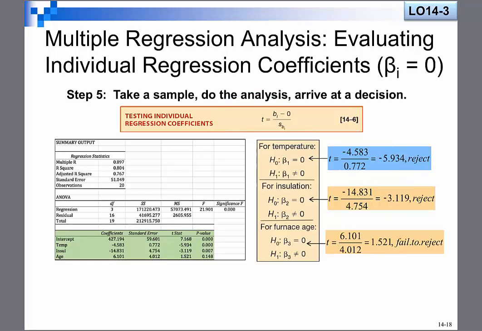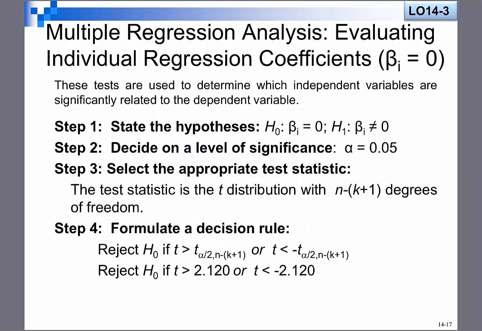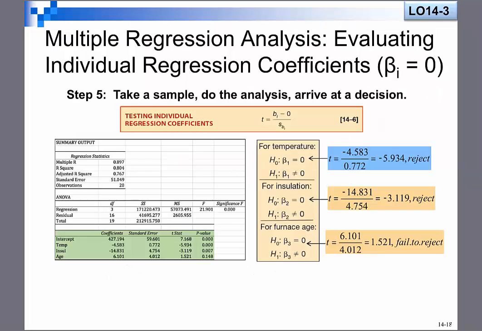So, our benchmark, our rejection region, started at this number, 2.12. So 2.12 positive and negative represents our rejection region, okay? So negative 5.934 is less than 2.12. So negative 5.934 would fall in our rejection region.